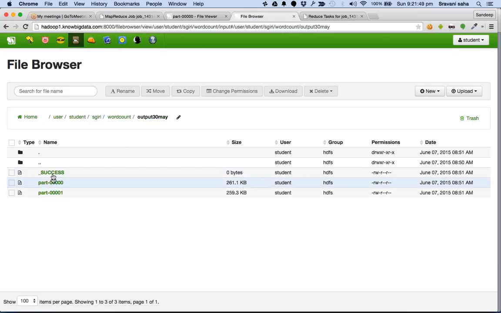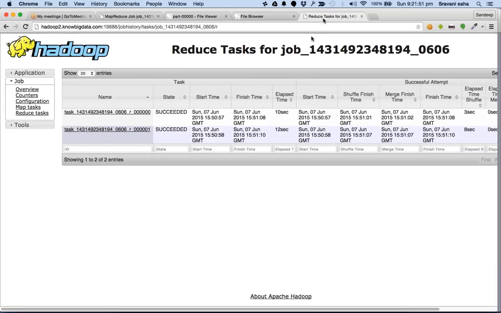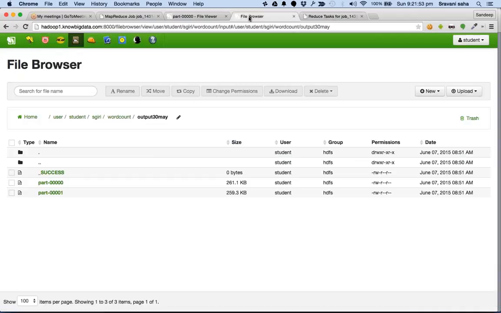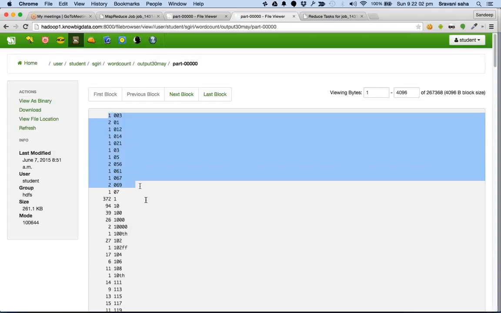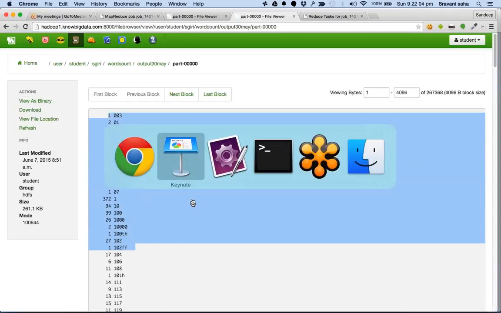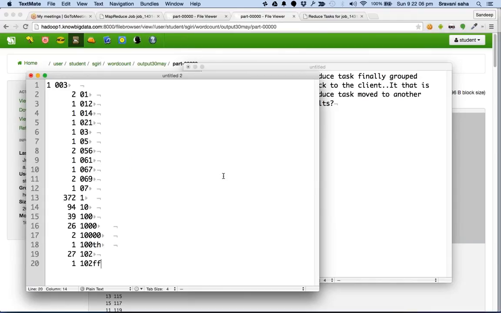You can see that it has already finished. Now I think it has finished. Yeah, and you can see that it has created two parts. All right, I'll open these two parts and let's pick up the first 10 lines. This is my part 1.